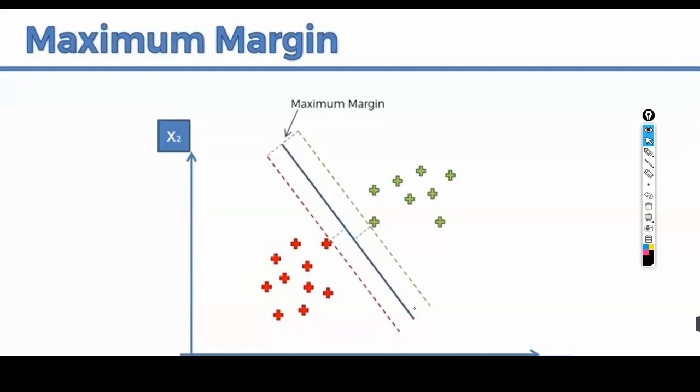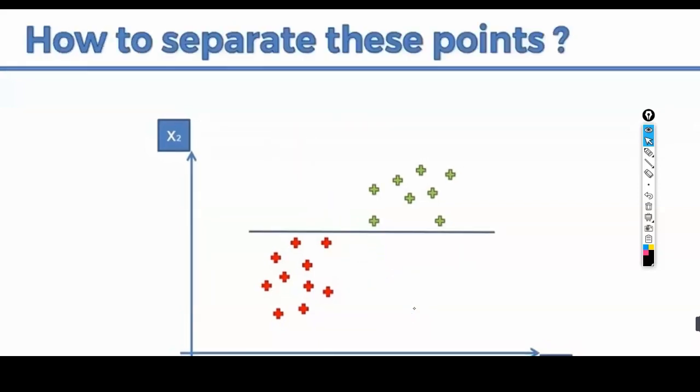For every line, it will take the support vectors. For example, this is the line, and for this line, there are support vectors. What is meant by support vectors? The points from which the other class will start. That is called a support vector.